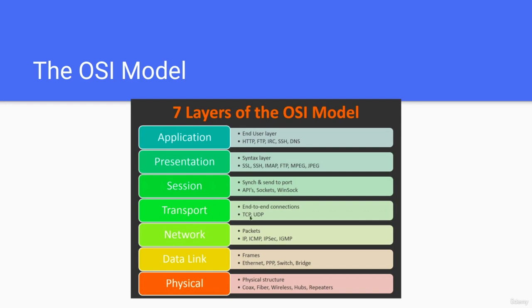Transport layer, so here TCP and UDP exist in the transport layer, end-to-end connections. We have the network layer: packets, IP, ICMP, IPsec, IGMP. We have the data link like frames, Ethernet, PPP. We have switch and bridge, so you can see it is inside the data link. We have the physical finally, which is the physical structure: coax, fibers, wireless, hubs, repeaters, and so on. Okay. By the way, the routers will be categorized inside this layer.